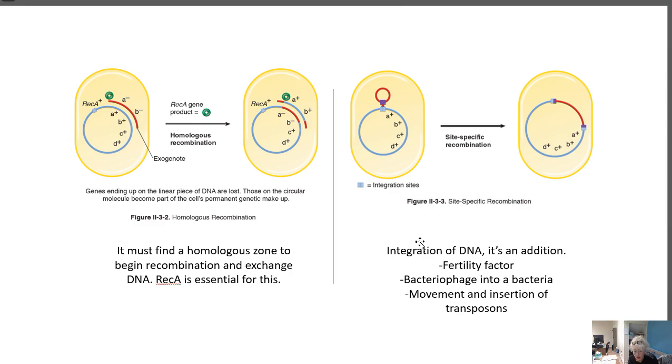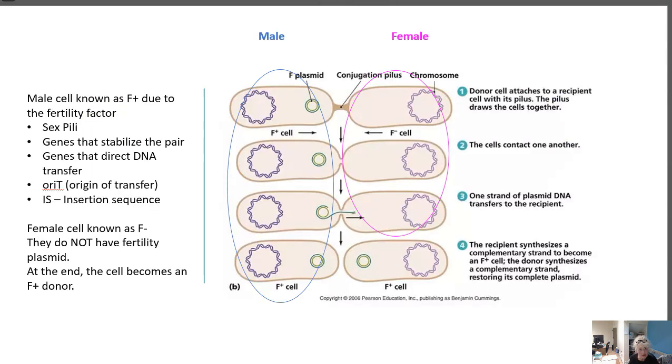Site-specific recombination is integration of DNA. It's an addition. It's a fertility factor where the bacteriophage goes into a bacteria, with movement and insertion of transposons. So there's all different kinds of complex ways that bacteria can multiply. And you can have two different bacteria that multiply and cross genus and species.